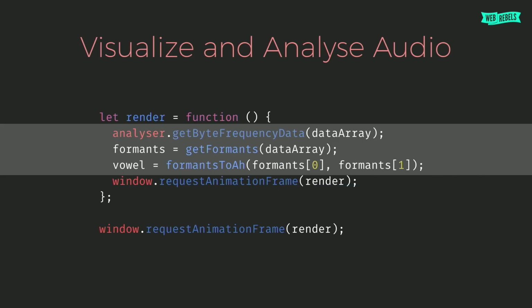And to do this process again and again, and also because I was using canvas anyway to render the frequency spectrum, I used the requestAnimationFrame function. And within it, I constantly get the frequency data and use it to get first the formants, and then the vowels.